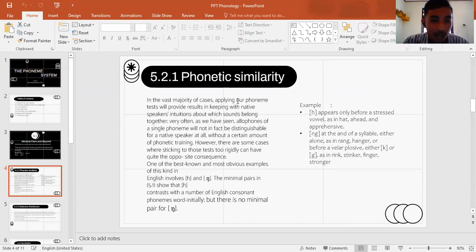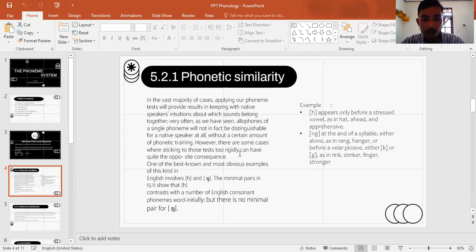I'll continue. Phonetic similarity. In the vast majority of cases, applying our phoneme test will provide results in keeping with native speakers' intuition about which sounds belong together. Very often, as we have seen, the outputs of a single phoneme will not in fact be distinguishable for a native speaker at all without a certain amount of phonetic training.